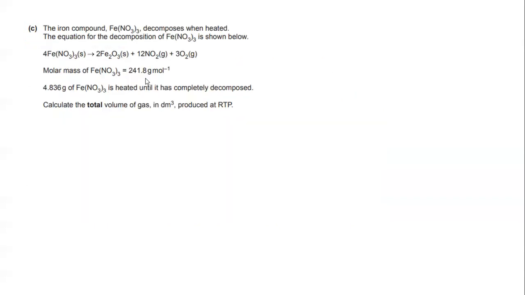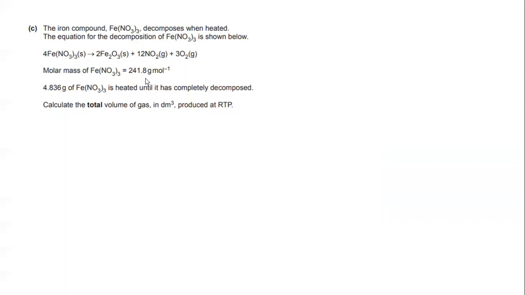Next one, that's good. The iron compound Fe(NO3)3, iron nitrate, decomposes when heated. The equation for the decomposition is shown below. We know the molar mass of Fe(NO3)3, even though we could calculate it ourselves. And we know that 4.836 grams of Fe(NO3)3 is heated until it is completely decomposed. Calculate the total volume of gas in dm cubed produced at RTP.